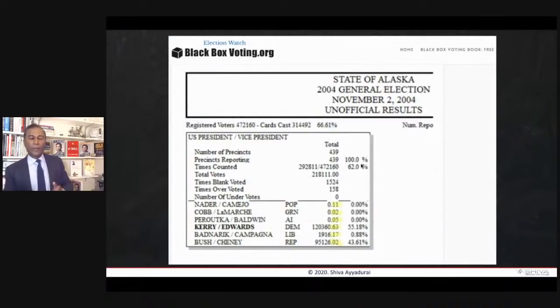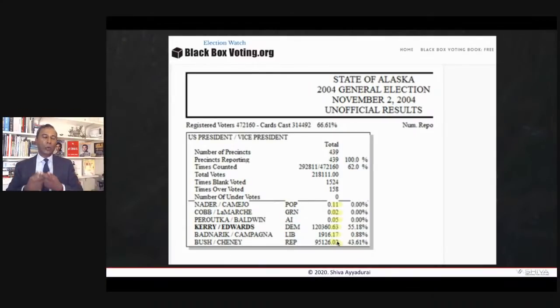And then by a FOIA, they got an actual vote that took place with the GEMS Diebold system of the Alaska race in the 2004 general elections when John Kerry ran against Bush. And what do you see here in the actual vote count? You see Kerry did not get 120,360 votes, but he got 120,360.63 votes. And what did Cheney get? 95,126.02 votes. So that's why this is highlighted. The votes are not stored as integers.